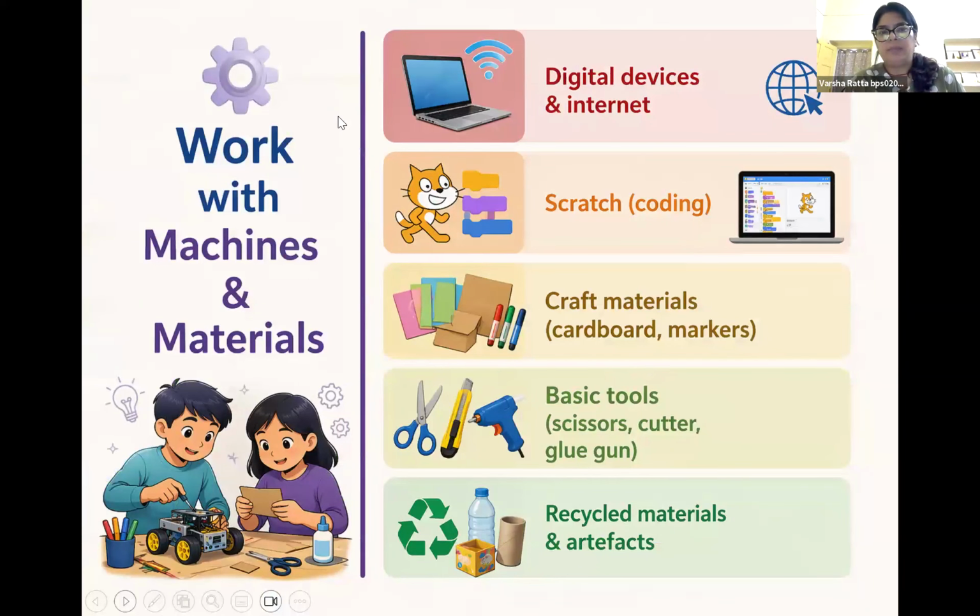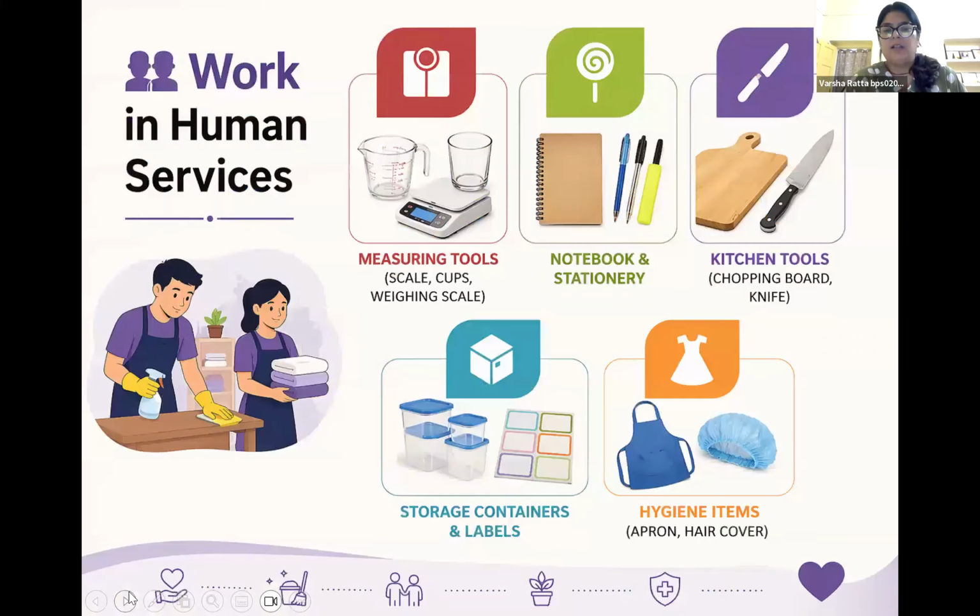Similarly, if we talk about the work and mechanics, what all would you need? You will need an internet connection and digital devices, right? Because we've been talking about AI and Scratch and so many things. You will need some coding software. You will also need craft materials like cardboards and markers and basic tools like scissors and cutters and glue gun and recycled materials. Now see, but very important it is that we make children learn to recycle. So recycled material भी आपका कहाँ आ रहा है? When you're working with machines and material.